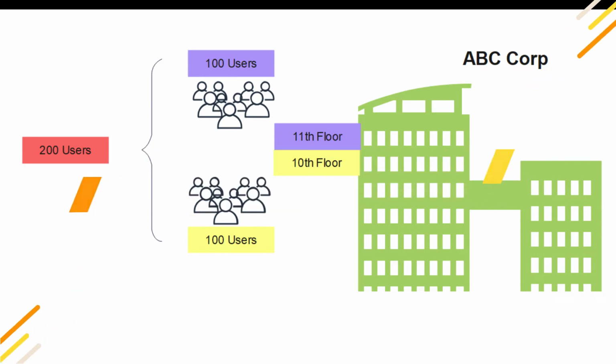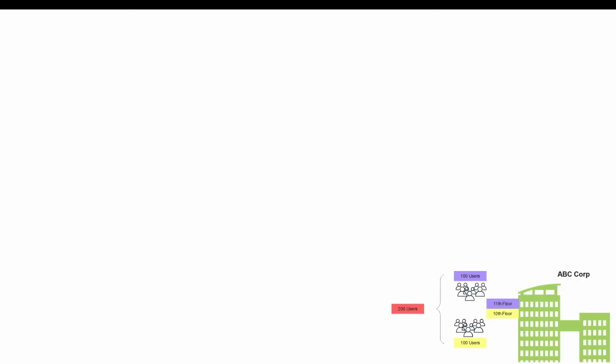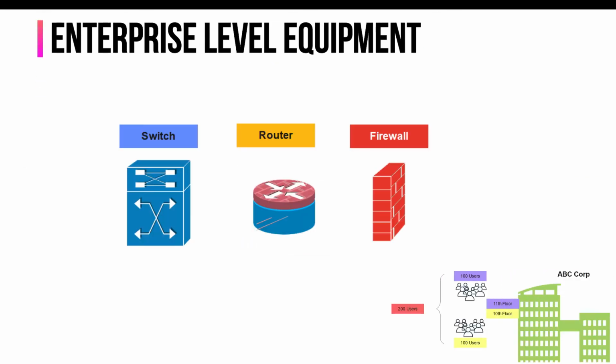Now let's try to understand how this network can be set up. Let's take a similar example from company ABC, where company ABC has 200 employees, right? So as we know, ABC company has 100 employees on the 10th floor and the other 100 employees on the 11th floor. So how can the network be set up as a local area network for these 200 users? For this, we need enterprise level devices like switches, routers and firewalls.